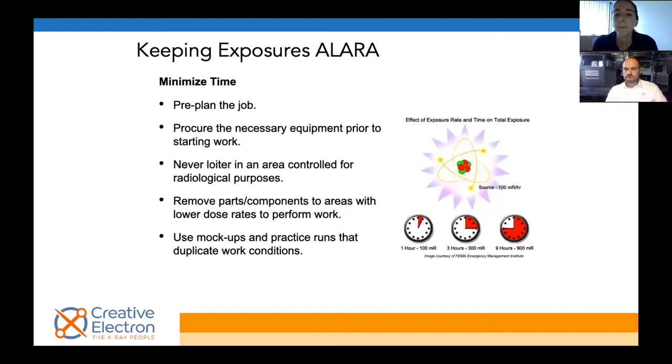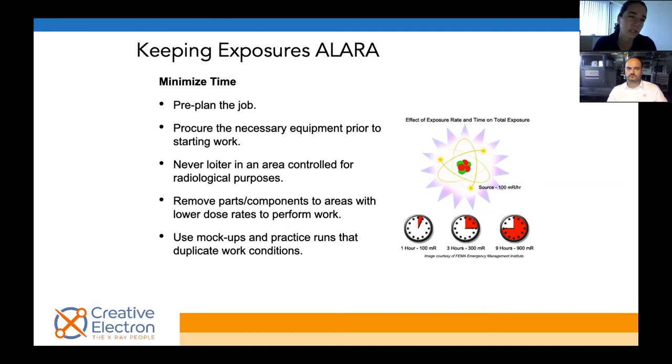Time, as we've been discussing, safety for radiation is a unit of radiation over a period of time, right? So this means that the longer I'm exposed to a radiation source, the more harmful effects I will have. So if you can limit the time that you're exposed to x-ray machines, that's going to significantly impact your total overall exposure in a year. So a few of the things that we do is basically just pre-plan your job, know what you need to do.